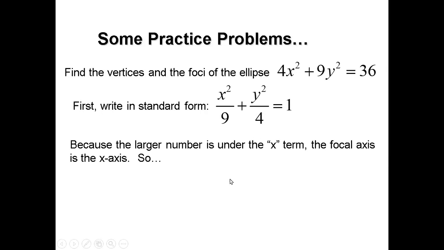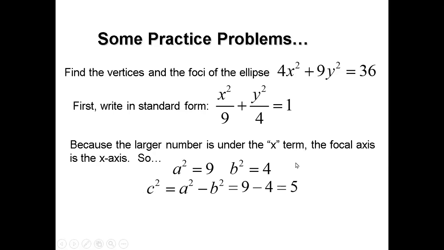Because the larger number is under the x term, the focal axis is the x-axis. So a squared is equal to 9, and b squared is equal to 4. We can find c by using the Pythagorean relationship: c squared is equal to a squared minus b squared. We substitute: 9 minus 4, so c squared is equal to 5. Then we have the vertices: positive negative 3, because this is the value of a. And for the foci, it's positive negative square root of 5, then 0.